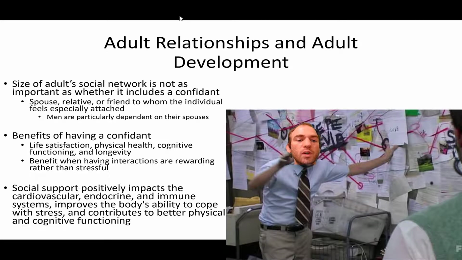Individuals who do not have that social confidant are at risk for a whole host of negative developmental outcomes. And this can be exacerbated, especially for men, if their wife dies, because men are particularly dependent on their spouses, whereas women in American societies traditionally have a larger social network or a higher quality social network among their peers.